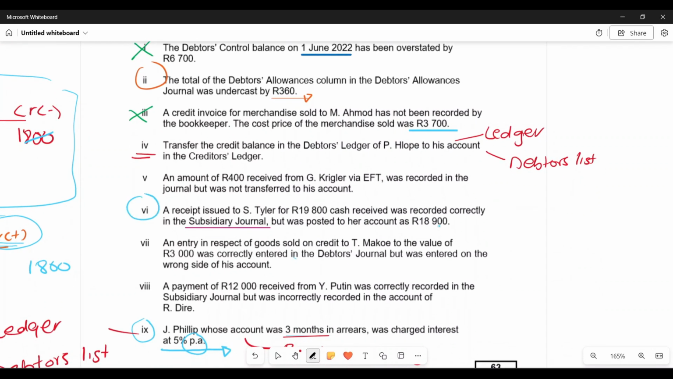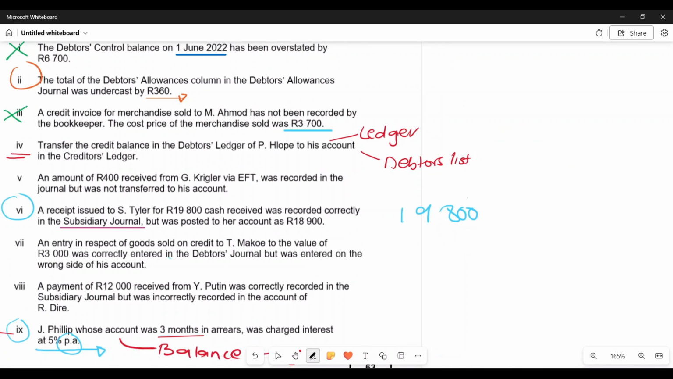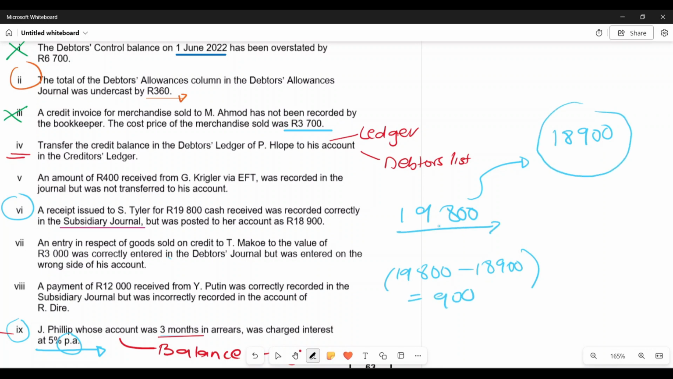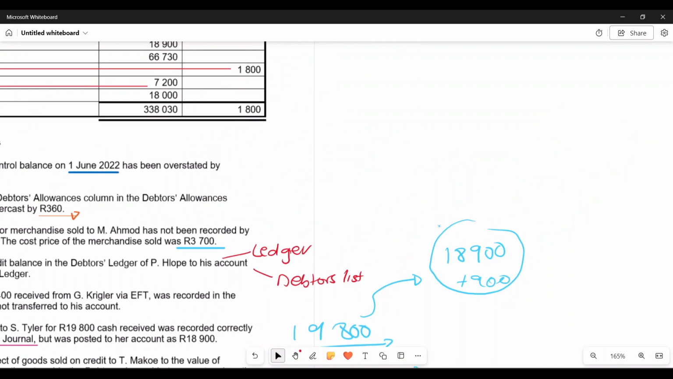Tyler for 19,800 cash received was recorded correctly in the subsidiary journal, but into her account we posted it as 18,900, right? So this person basically paid us 19,800. And in her debtors list we said this person paid us 18,900, which is lower than the actual amount they paid us. So we would need to subtract the difference between the two. If I take 19,800 and subtract 18,900, the difference is 900, right? In the debtors list we undercast this total amount by 900, and because she paid, we would need to subtract it.